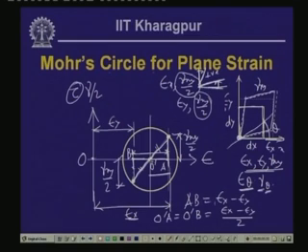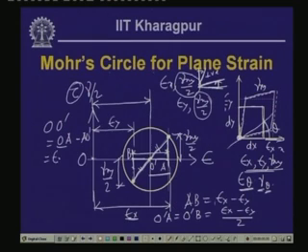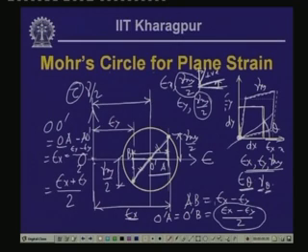Hence, the distance of the center from the origin is OA minus A O dash. Now, OA is epsilon x, so this is epsilon x minus A O dash, which is epsilon x minus epsilon y by 2. So, epsilon x minus epsilon x minus epsilon y by 2 gives the value of epsilon x plus epsilon y by 2. So, the distance from the origin to the center is epsilon x plus epsilon y by 2.